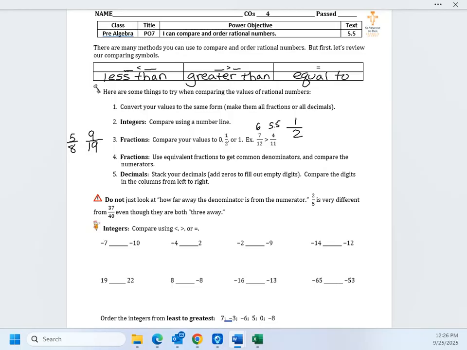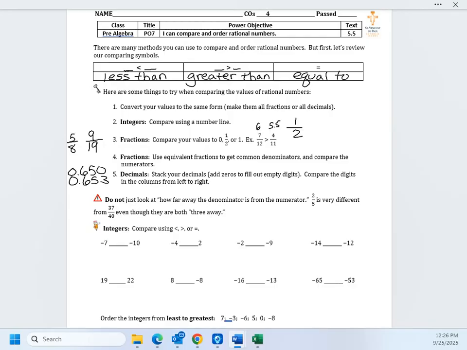Decimals, stack your decimals. Add zeros to fill the empty digits and compare the digits in the columns from left to right. So when we had that 0.65 and 0.653, had we stacked them and put a 0 in there, we would see 0.650 is less than 0.653. So stacking can help you with your decimals.